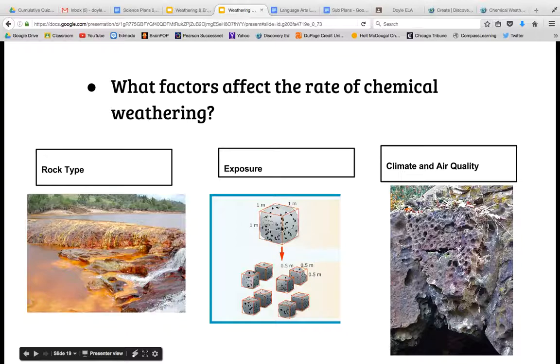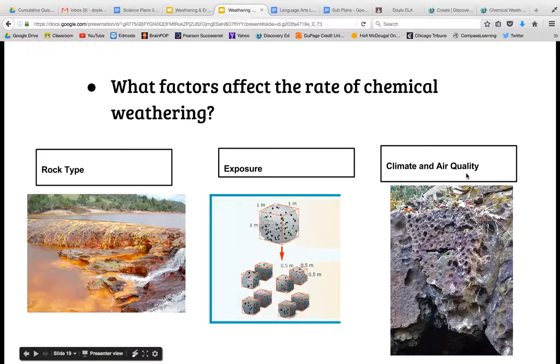Exposure, what that means is if a rock starts to break apart, more sides of the rock are exposed to air or wind or water or acids. So then the chemical weathering would happen faster. If it's a big rock, then chemical weathering might not be affecting it too much. But then it breaks apart, and now these little pieces, chemical weathering can break those down really quickly.